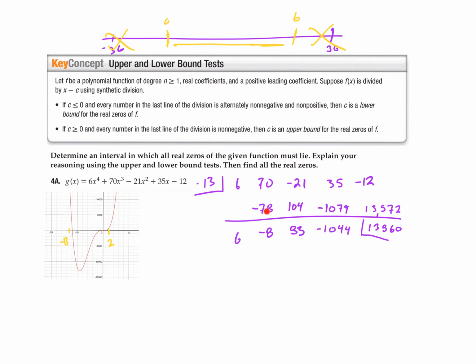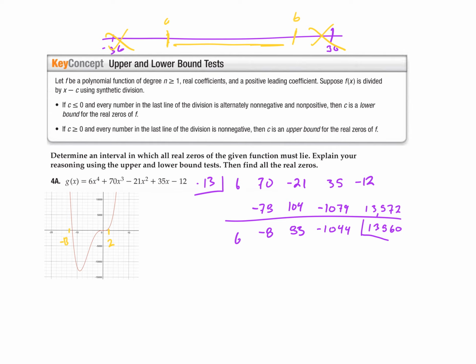Notice this one is negative, this one's positive, this one's negative, this one's positive. Since those are alternating, non-negative and non-positive, which means they could be 0, that's okay. Since these are alternating, that means this is indeed a lower bound.